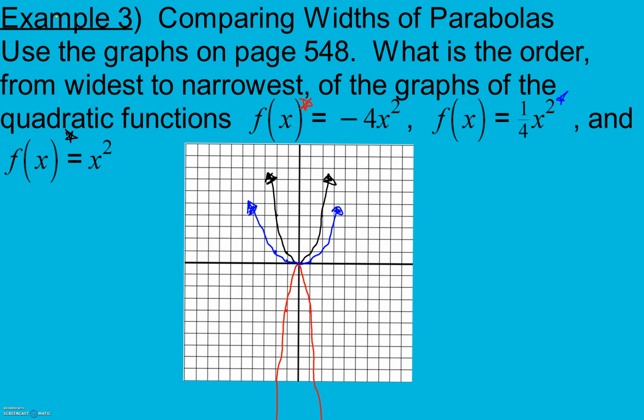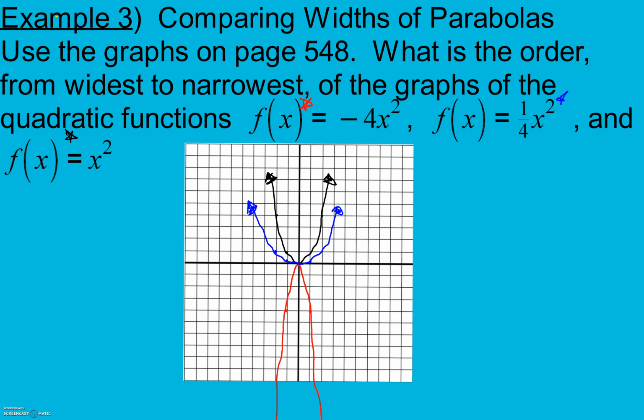In example 3, we're comparing the widths of parabolas. We're going to use the graphs on page 548, which I kind of put here. 548 has obviously better pictures. Mine are really wobbly. I can't get my pen to do them a whole lot better than that. But we're going to go with it anyway. So what is the order from widest to narrowest of the graphs of the quadratic functions?